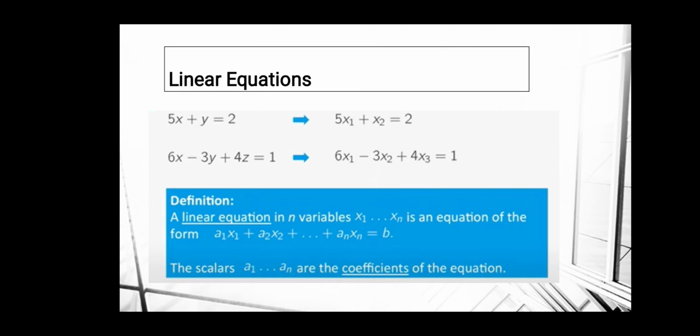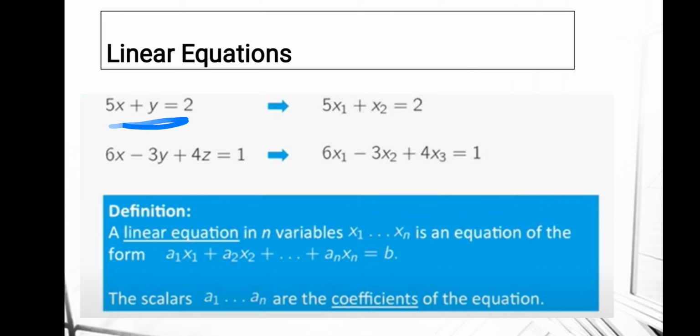Now, you can see this linear equation. This is the equation of a line in the 2D plane where x and y are the variables. In the same way, this is the equation in 3D space where we have x, y and z. We can write this equation in this form, that is, instead of x we write x1 and instead of y we write x2. In the same way, we write this equation as 6x1 minus 3x2 plus 4x3. Instead of z, we are just placing x3 here. Now we have three variables and one equation here. Here we have two variables and one equation.